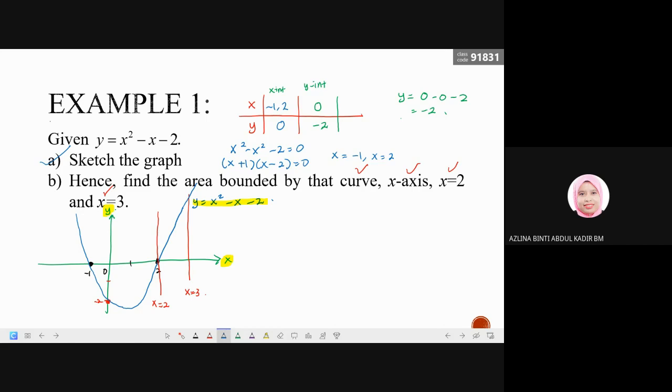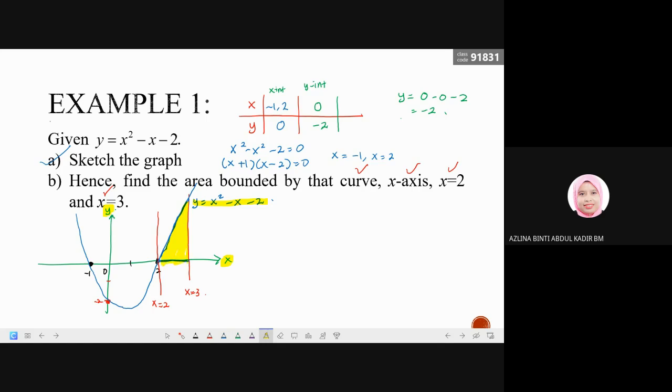Curve. Satu curve yang biru ni. Ni yang biru ni curve. Lepas tu ada x-axis, ni x-axis yang hijau ni. Lepas tu yang merah tu adalah line. So kat mana shaded region dia? Di sini. Here is the shaded region.